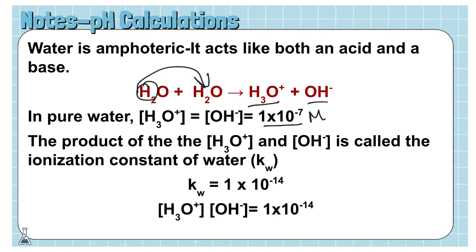If you multiply the concentration of hydronium ion times the concentration of the hydroxide ion, you will always get the same number. This is called the ionization constant of water. Anytime you take the hydronium ion times the hydroxide ion, no matter what the solution is, you'll always get the exact same number, 1 times 10 to the negative 14th. So that will allow us to go from either hydronium ion to hydroxide ion or from hydroxide ion to hydronium ion. So you can find one if you know the other.